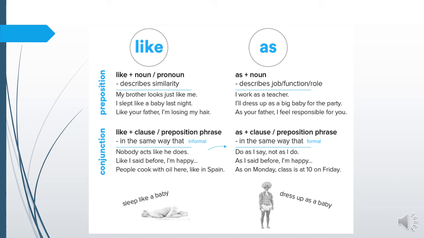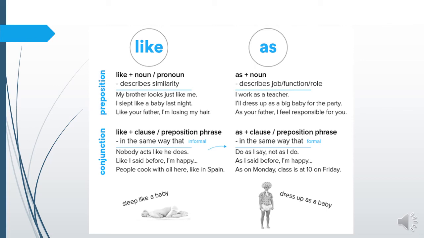Like your father, I'm losing my hair. Also similarity between you and your father in terms of losing hair. As your father, I feel responsible for you. There's no comparison here, right? There's no similarity. There's the job or the function to be exact. The function or role of your father entitles him to feel responsible for you.